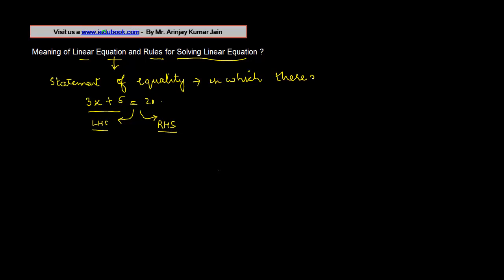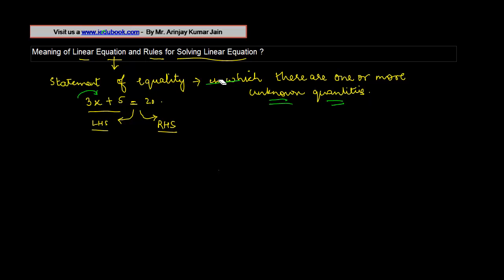there are one or more unknown quantities. Okay, now what does this mean? In this particular equation, if you note, we don't know the value of x. So x is the unknown quantity in this particular equation, right? So an equation is something like a statement of equality in which there are one or more unknown quantities.